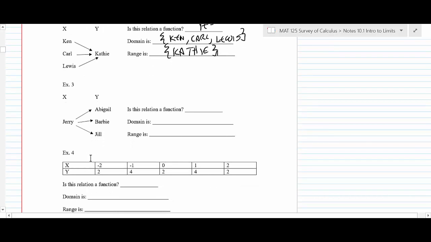No? Okay, what's the deal with Jerry? Kind of a bad boy, isn't he? So that's definitely not a function. The idea is Jerry has 3 girlfriends, so that's definitely not a function. Well, the domain would just be him, and then the range would just be these people. I'll just abbreviate those like that, okay? All right, that's the idea.